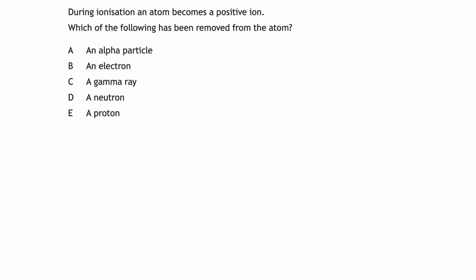During ionisation, an atom becomes a positive ion. Which of the following has been removed from the atom? To help explain this question, here's a diagram of a neutral atom. It has the same number of positive protons as negative electrons. A passing alpha particle, which is positively charged since it contains 2 protons, as well as 2 neutral neutrons, can attract and remove an outer electron from the neutral atom. Since the atom has lost a negative electron and was electrically neutral before this happened, it must now be positively charged. The answer is B.